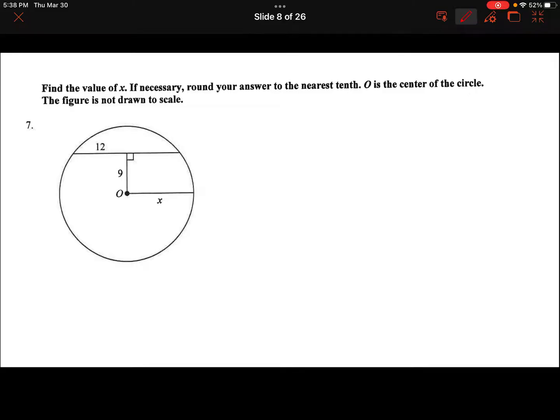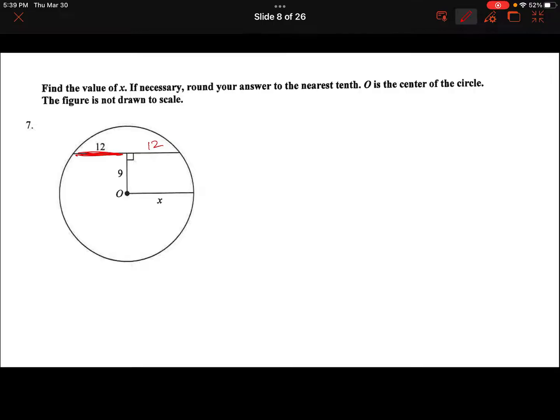Number 7 here says find the value of x. If necessary, round your answer to the nearest tenth. In these problems, the number is where they intend it to be, meaning that 12 is only half of this chord, which means 12 is also over here.